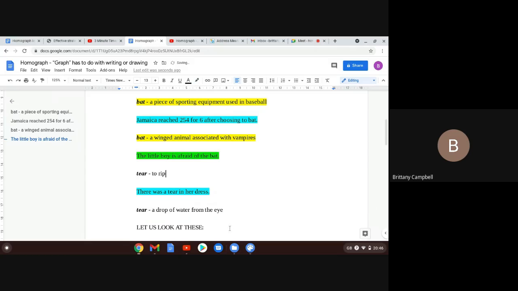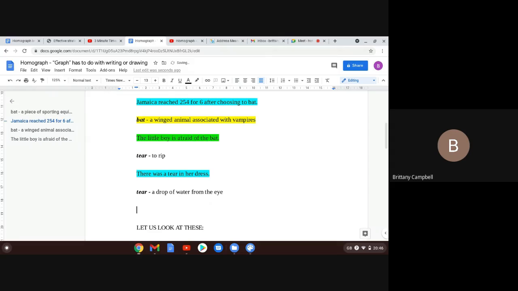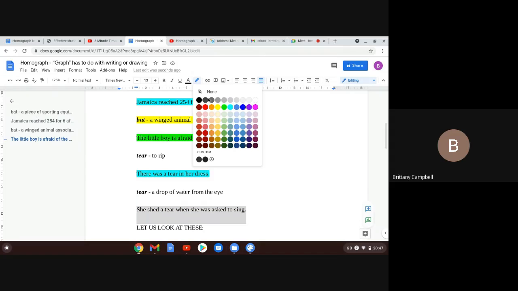And looking at the eye water here, a drop of water from the eye, we could see that she shed a tear when she was asked to sing. So there you're able to see the meaning coming out, right? So based on the context there.